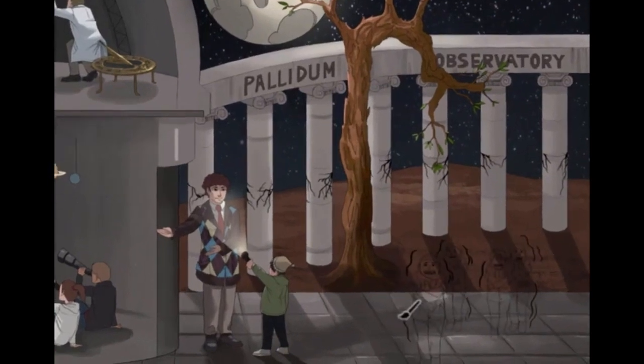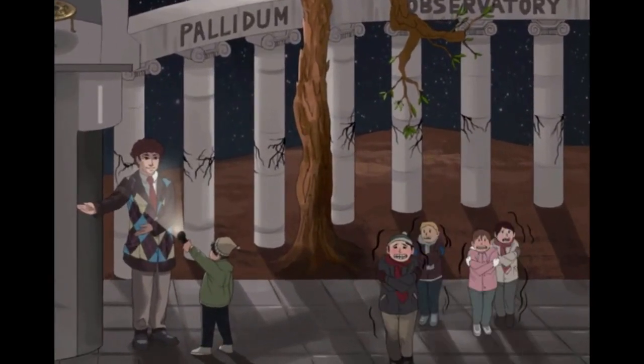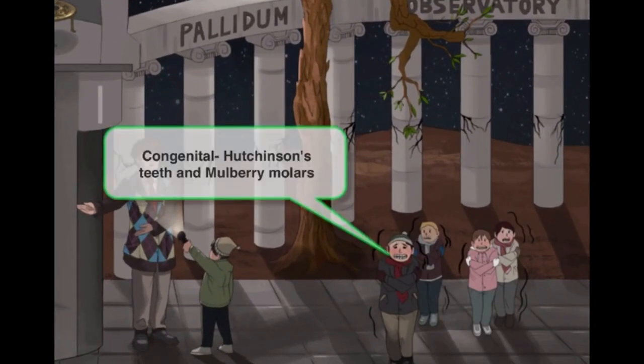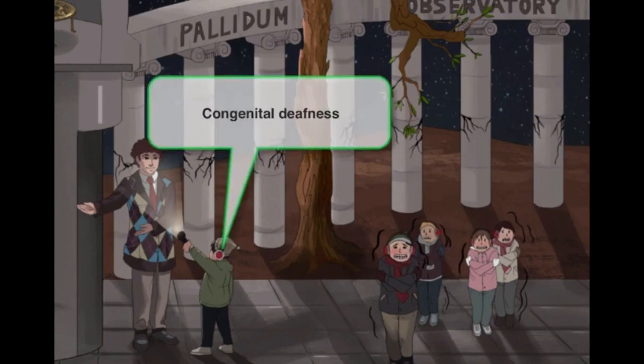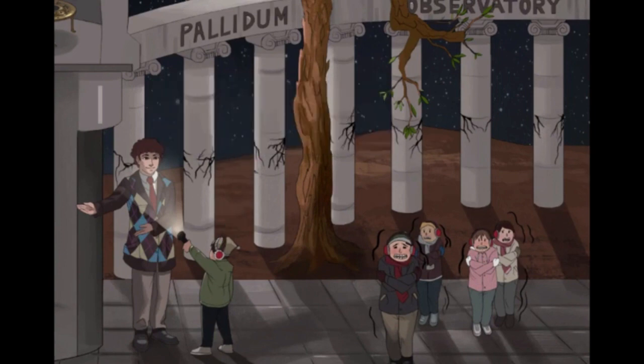Now we'll add some shivering kids down here below. Their teeth are chattering, and this is to remind you of Hutchinson teeth, which are notched incisors, and mulberry molars, which are molars with several enamel outgrowths. So it's freezing outside, and the kids are wearing earmuffs, and these earmuffs are to represent that they're deaf, which is the last symptom we're going to cover for congenital syphilis. Those are the high-yield buzzwords you'll need to know about congenital syphilis.